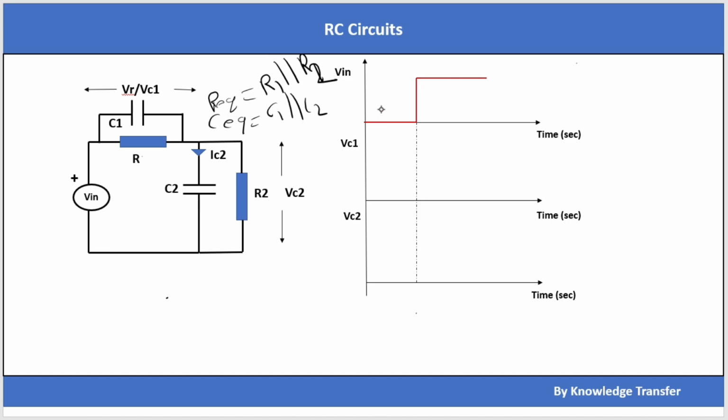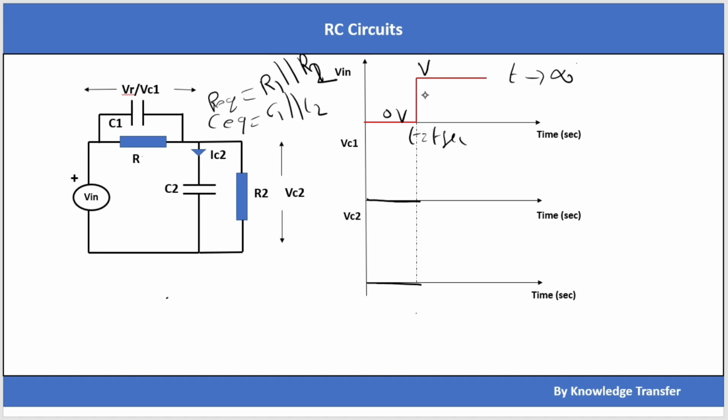This input voltage is 0 volt till t is equal to t seconds. At t is equal to t seconds itself, it jumps from 0 to V volt and stays at V volt till t is equal to infinity. I am taking capacitors C1 and C2 which have initial voltages VC1 and VC2 of 0 volt, so VC1 till t is equal to t seconds is 0 and VC2 is also 0 volt.